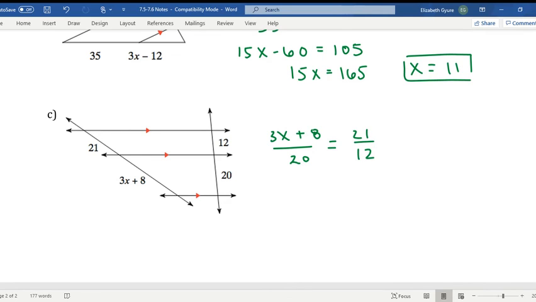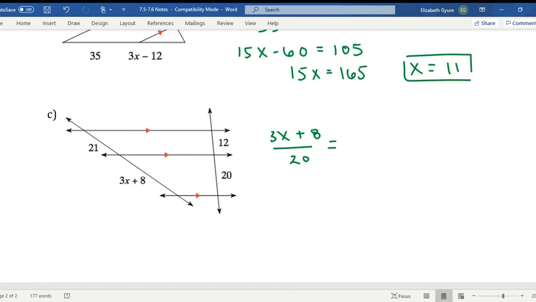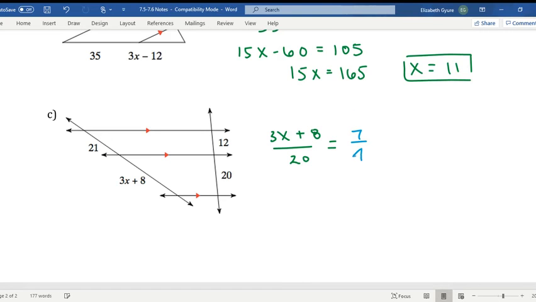Again, we can reduce our numbers if we want. Again, I don't want to multiply by 12 if I don't have to. So I'm going to reduce this side down. What 3 goes into both of them? So it'd be 7 to 4. Completely optional. But why work with big numbers if you don't have to? And now it's so much easier to cross multiply.